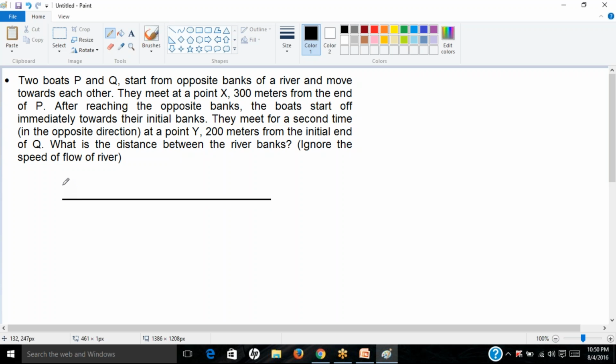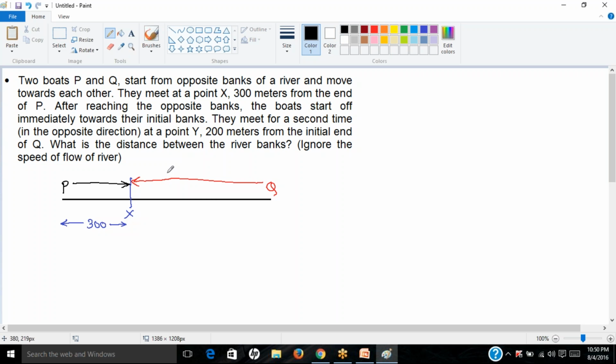Okay, I use two different colors for the boats. Let's say P is black and let's say Q is red. So Q is moving this way and P is moving this way. The first meeting happened 300 meters from P's end. Let us say this is the point where they meet, X. And this distance is given as 300.